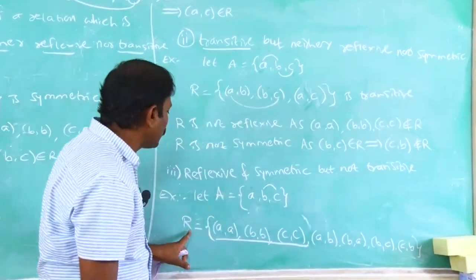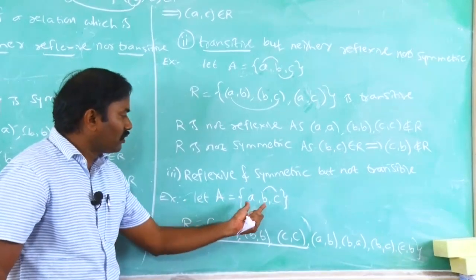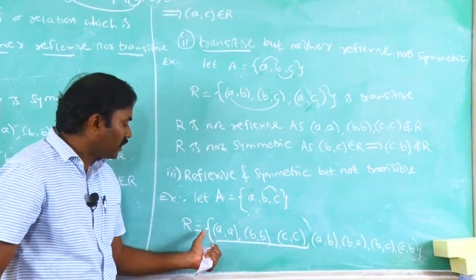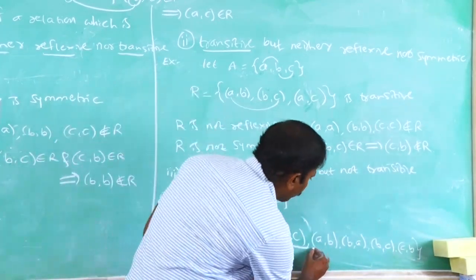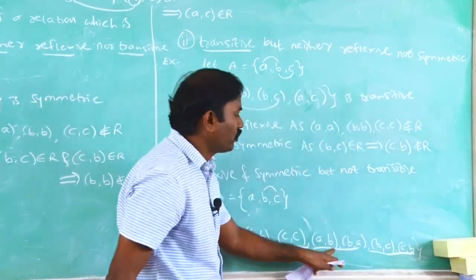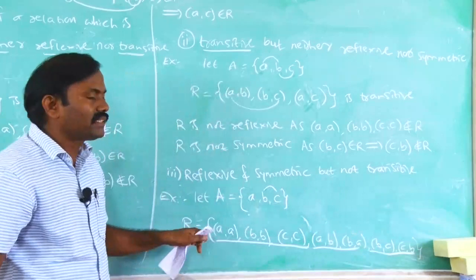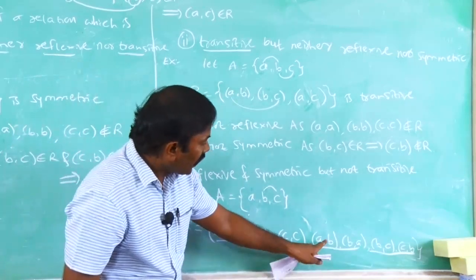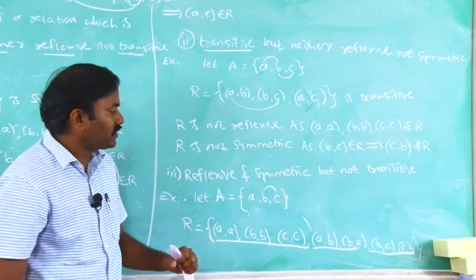So this relation is first of all reflexive, because all three elements' doubles of A are in the relation. Next, the last four pairs indicate the relation is symmetric. What is the reason here?